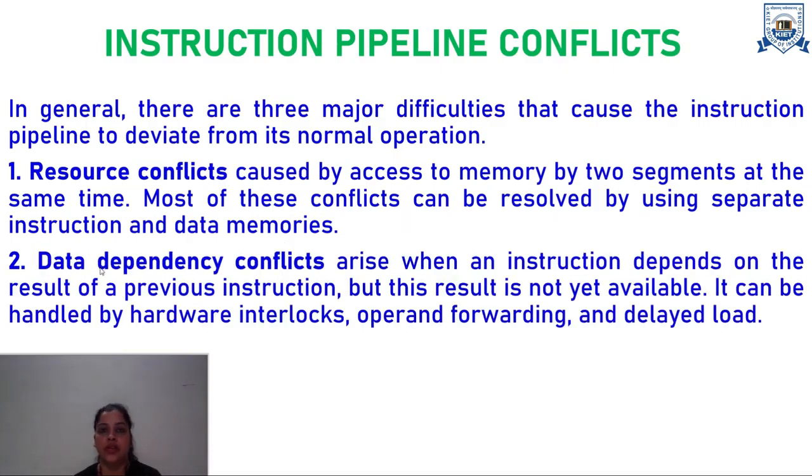The second conflict is data dependency conflicts, that arise when an instruction depends on the result of a previous instruction, but this result is not yet available. This type of conflict can be handled by hardware interlocks, operand forwarding and delayed load.